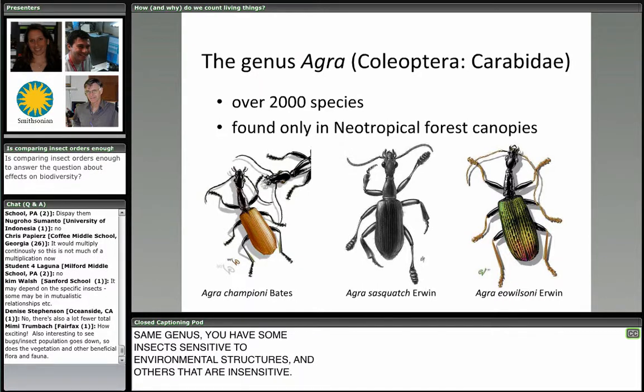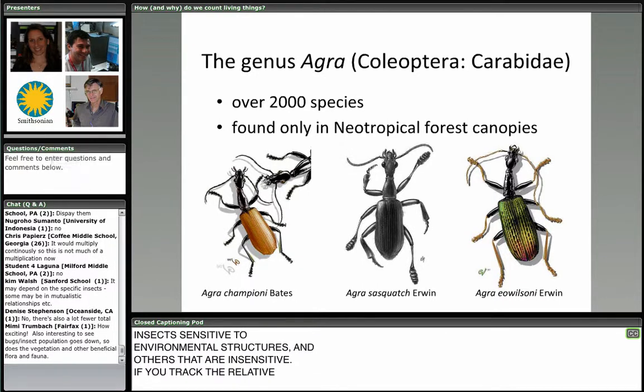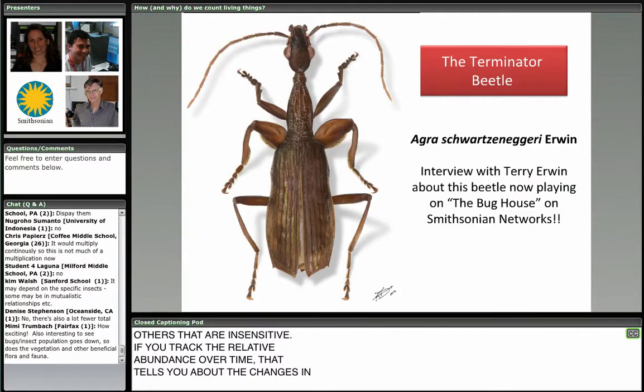And this is what we do with aquatic insects in aquatic ecosystems. So these are just some of the beetles that Terry has looked at, and some of the beetles that he has described from the genus Agra. This one was named after Sasquatch. This one was named after E.O. Wilson. And then this is the Terminator beetle that Terry named after Arnold Schwarzenegger.